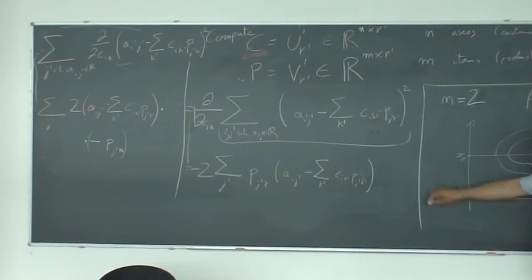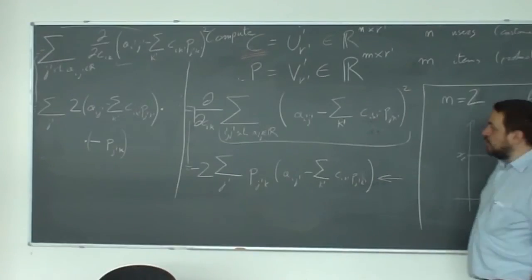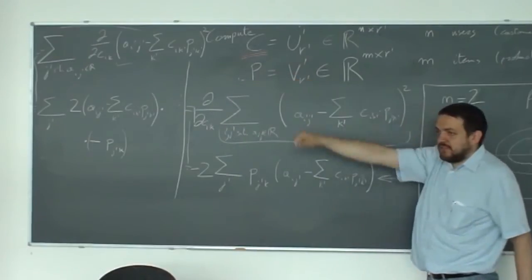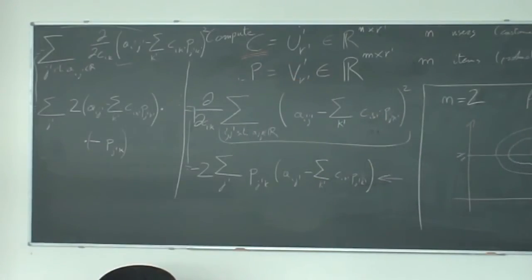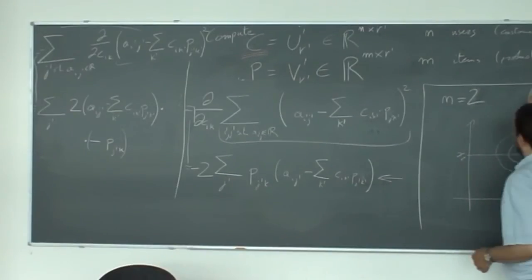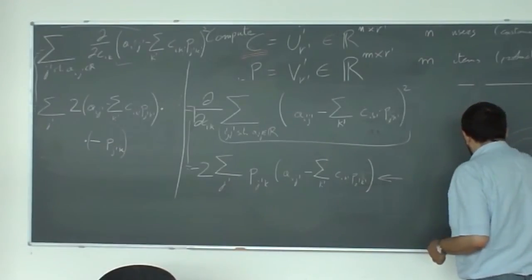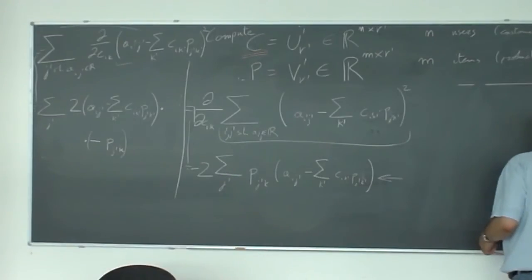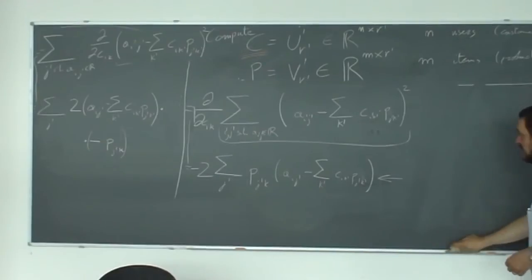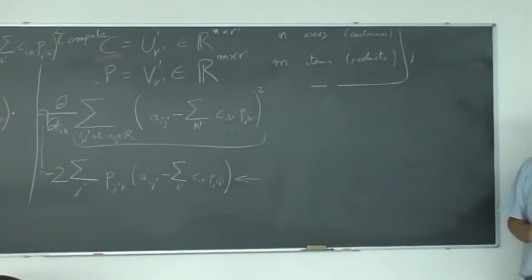Okay, so this is the derivative of the error with respect to one of the elements of the two matrices that we want to compute. Unless I have made some errors, of course.